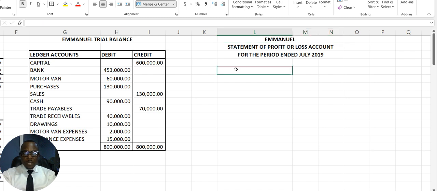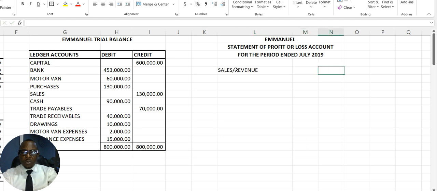So the first thing you write here is your revenue, or you put sales. Sales, which represents your revenue. It should be on your credit. Sorry, on this side. This time around there is no credit side. So what is under sales here is 130. That gives you a figure here.